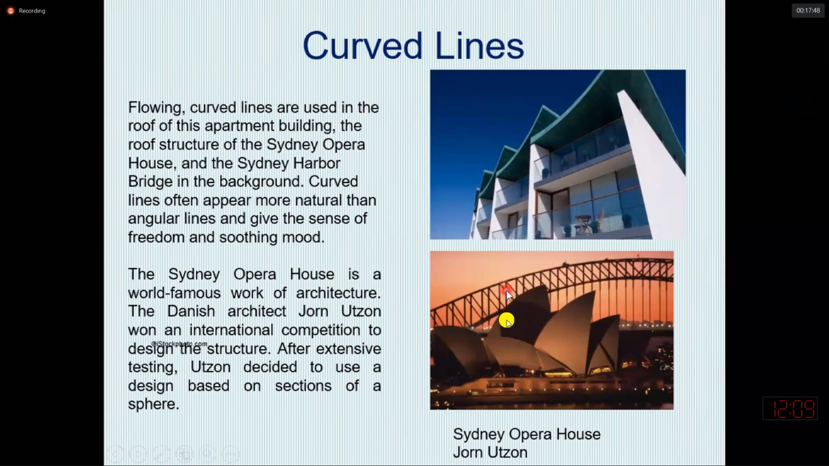This bridge is designed by the Danish architect John Ozon in an international competition, and he decided to use a design based on different sections and spheres. Just to complement this design, we can see that the background part is also a bit curvilinear, and here you don't find any regular or conventional shapes used in buildings, in the form of rectangles, squares, or pure geometrical forms.